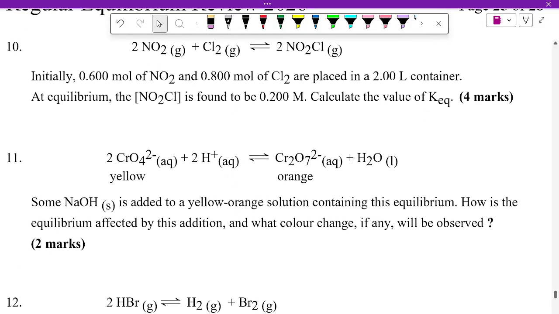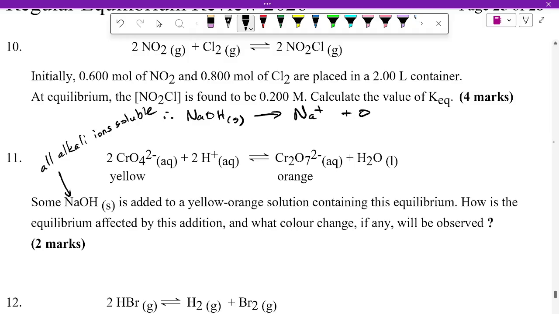Okay, so NaOH is added to this solution. So remember, anytime you have a solution and you add a solid, don't leave it as a solid. If it's got sodium, it's going to be soluble because all alkali ions are soluble. So we're really adding this into like a water-based solution, yeah? So it's going to dissolve. And we're going to get Na+, and we're going to get OH-.